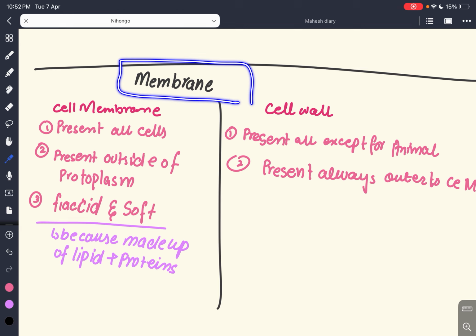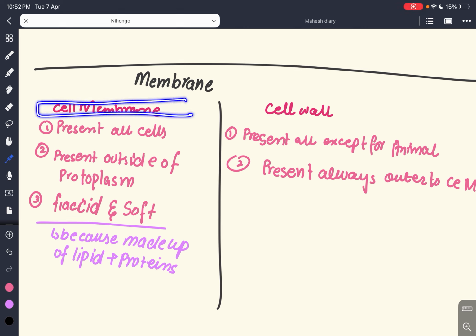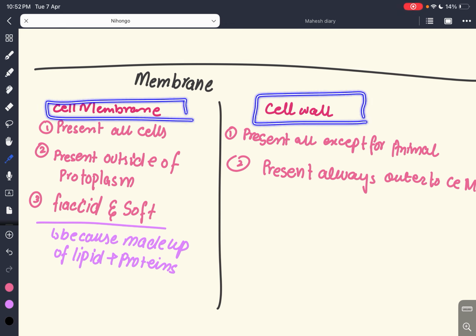So we're going to study membrane, which is the last topic for the eukaryotic cell that we should know for chapter 1 itself. We're going to talk about two main membranes that we usually talk about, which is cell membrane and cell wall. How about we just compare them now?